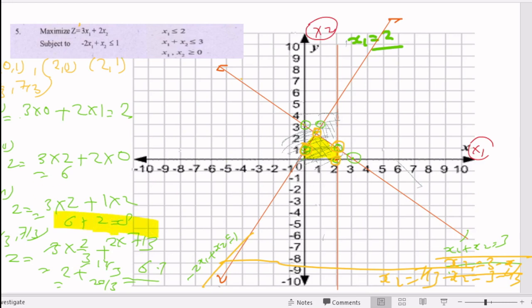Here. So at 2, 1, we are having the maximum value. The solution is 2, 1. Okay, so we can say that at 2, 1 maximum value is 8, and that is your answer. Let me know if any doubts in the comment section. Okay, let's move further to the next question.